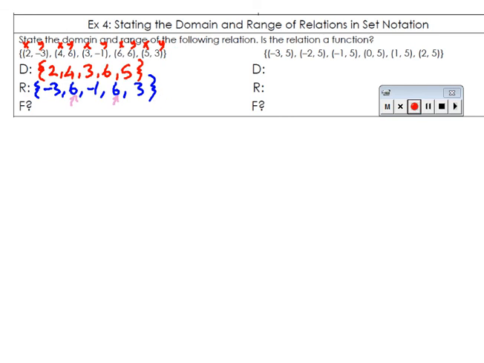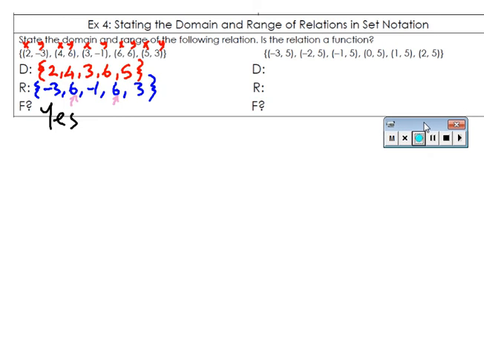Now let's check to see if this is a function or not. In order for this to be a function, every x value should be paired up with only one y value. I don't see any repeating x values, so it's an indication that none of the x values are paired up with a different y value. So 2 is matched up with 1, 4 is matched up with 1, 3 is matched up with 1, 6 and 5 only have 1 value. So this would be yes, it's a function.